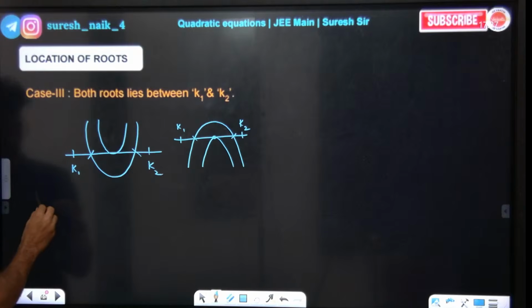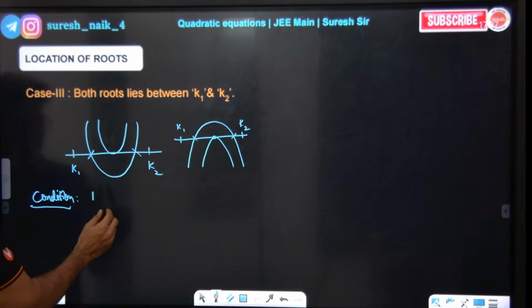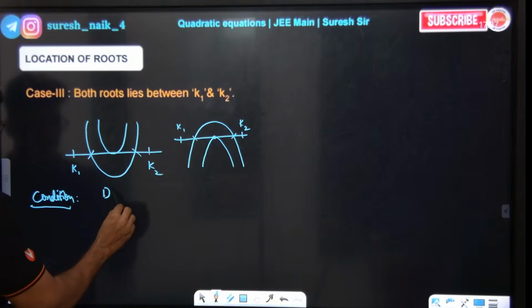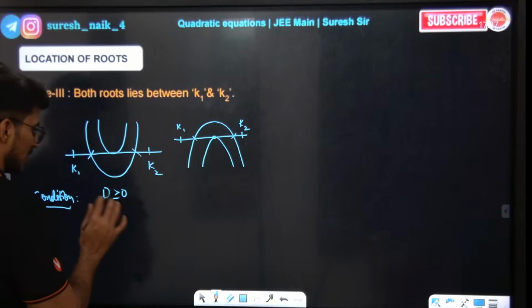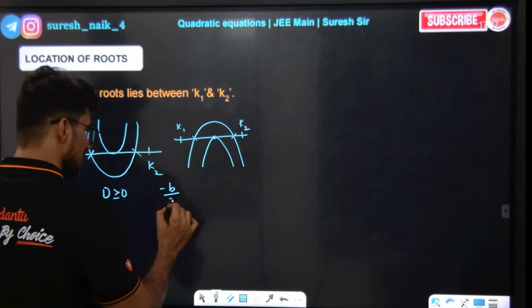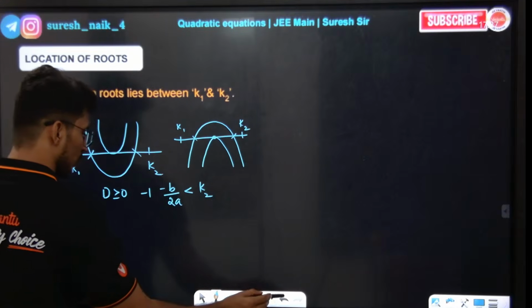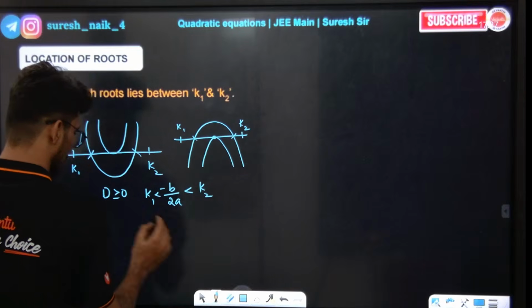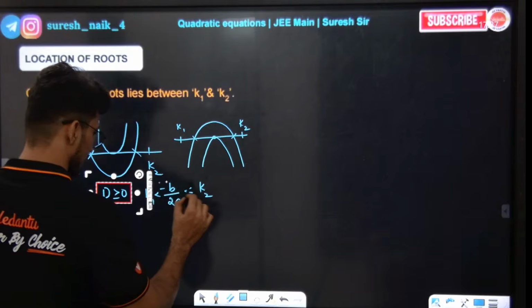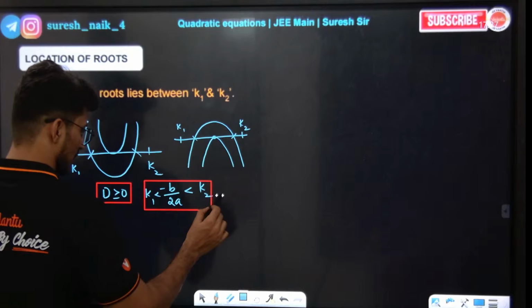Now look at the board. What is the condition? First, the discriminant greater than or equal to 0, or not? Do you agree? Discriminant greater than 0 or not? Sir, the x coordinate of the vertex, minus b by 2a, will be lesser than k2 but more than k1. Yes or no? Either condition. Are you getting the point? Yes sir.